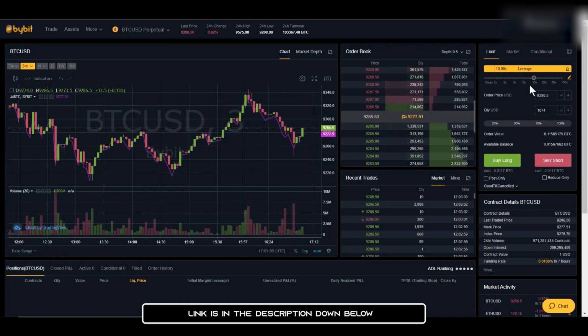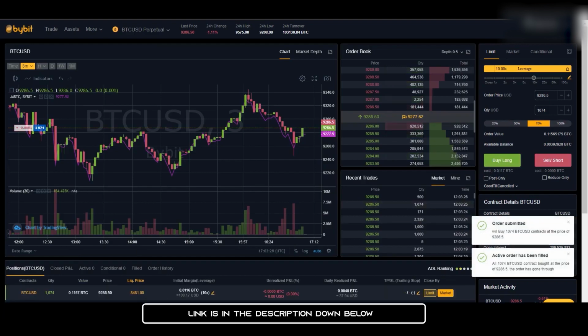So I'm at times 10 leverage, I'm going to keep it at limit, and I'm going to use 75% of my available funds. So that brings it to, I'm only using 0.15, and it will act like 0.11. So I'm going to place my order and hit long. I believe it's going to go up from here, so I'm going to long it.